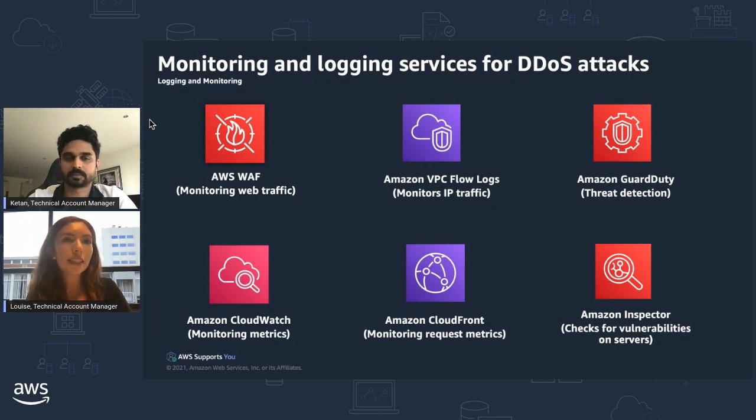CloudWatch, so this is for monitoring metrics. I'll also be going into more detail on this in a use case as well. Amazon CloudFront, I just touched on that in the answer, but basically this is for monitoring user requests, and there's standard logging and there's also real-time logging as well with Kinesis. And Amazon Inspector, so this checks for vulnerabilities on your EC2 servers as well, and making sure that everything is up to date and all of your right patches are in place.